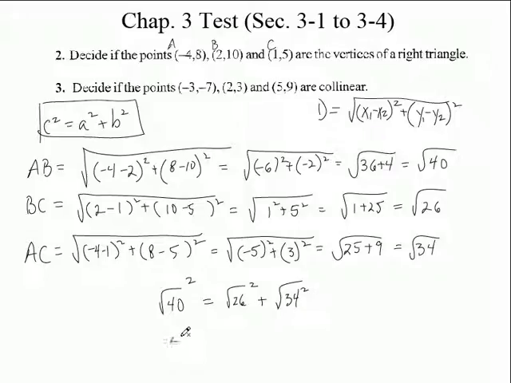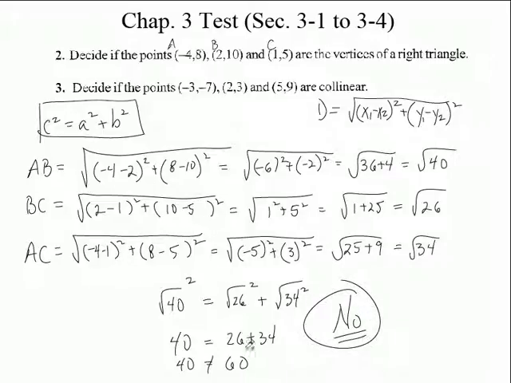Let's see what we get. When you square a square root, that just goes away. That's just 40. This is 26, and that's 34. Do they equal each other? Obviously not. That's 50, that's 60 right there. Of course, they don't equal each other, so this is not a right triangle. So just say no. A lot of work just to say no, but you have to go through that to make sure that you know if it's a right triangle or not.